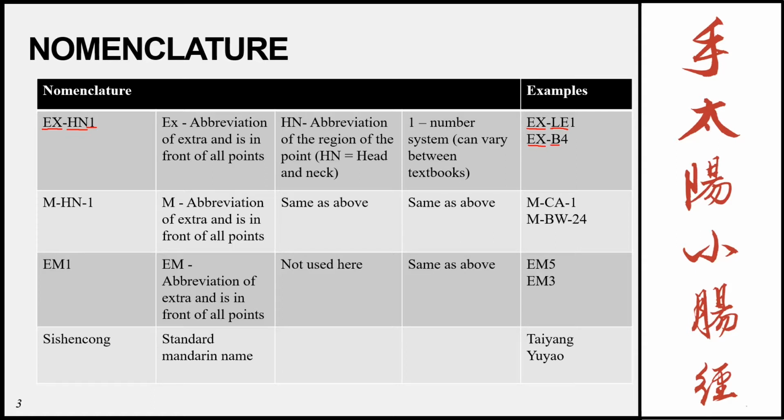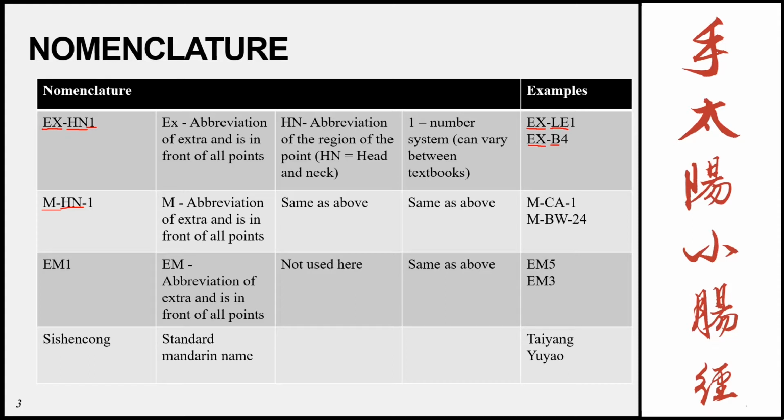The next way you may see the points named is the M-HN-1. So the M is the abbreviation of the extra points, and it's similar to the EX. It's the abbreviation that's going to be in the front of all the points. And then this one has a dash, and then the HN, which is the same as the previous one. It's just the abbreviation for head and neck. And this will change depending on where the points are located. And then the numbering after the second dash is the same. It's to classify specific points.